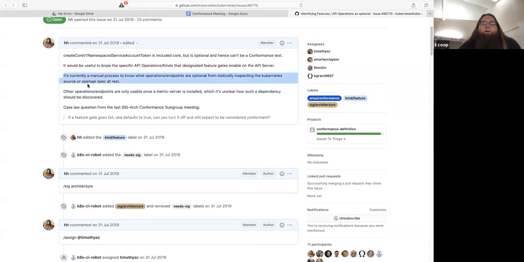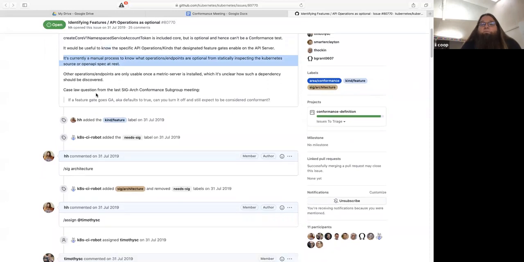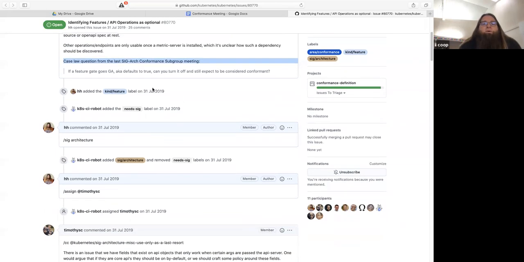The manual process right now is inspecting the Kubernetes code at rest, which is looking at the comments actually in the Kubernetes source code, which gets interpolated into the Open API. It doesn't make it all the way into the Open API spec, I don't think. Other operations and endpoints are usable in this case only if we have a metric server, which it's unclear how we're supposed to install that. So we were putting forth that to SIG Arch a while back.